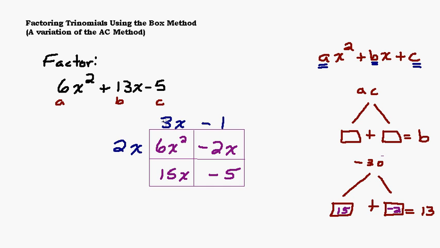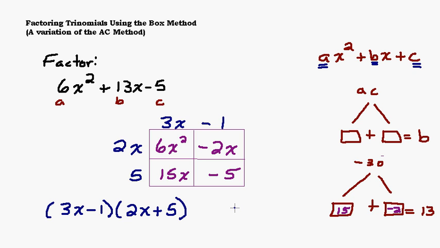Now I can use these top values that I've figured out to figure out this side value, although you could say what do 15x and 5 have in common, which should be 5. But you could also say that whatever I put here times 3x has to be 15x. Well, that's going to have to be a 5. 5 times 3x is 15x. And then you could check and make sure that it works for the last one. 5 times negative 1 is negative 5. So you have your outside values. On the top, you have 3x minus 1. On the side, you have 2x plus 5. And those are your two binomials that multiply together to give 6x squared plus 13x minus 5.